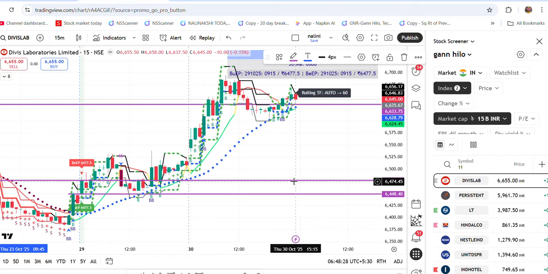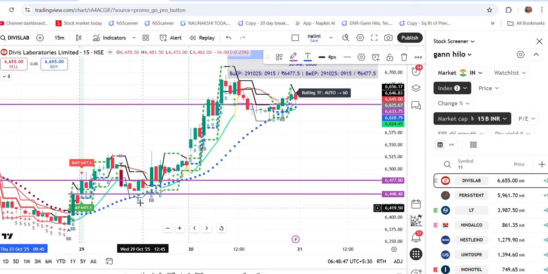When the screener is suggesting that it has formed around 6,477, the price is here. I am getting around 6,549 at the opening bell, 544. This has been accumulated on the previous day itself. Previous day itself, 29th, around 12 o'clock, 1:30, it has been accumulated.